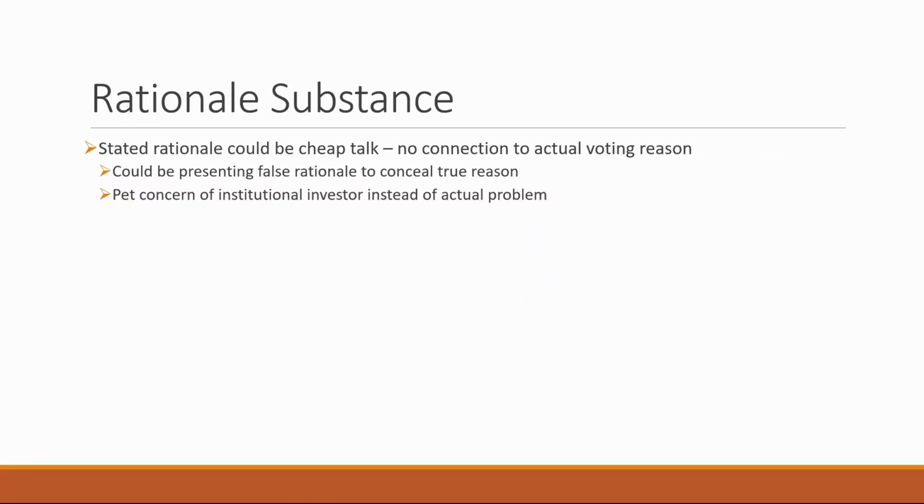So one thing they try to look at is if that stated rationale is cheap talk and it's not actually connected to the true voting reason. Because this is a signal that the company can see, and you might be presenting a false rationale to conceal the real reason you didn't actually vote for the director.